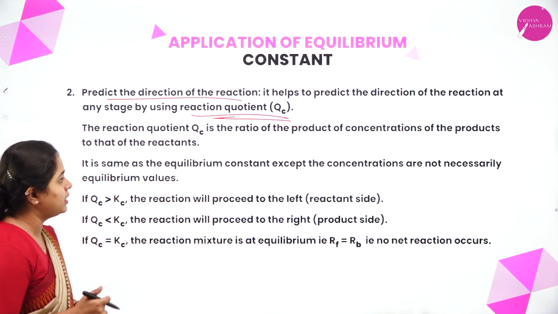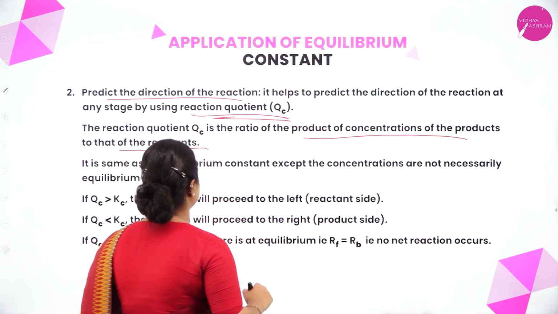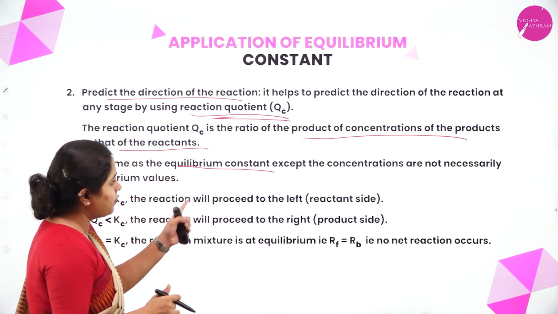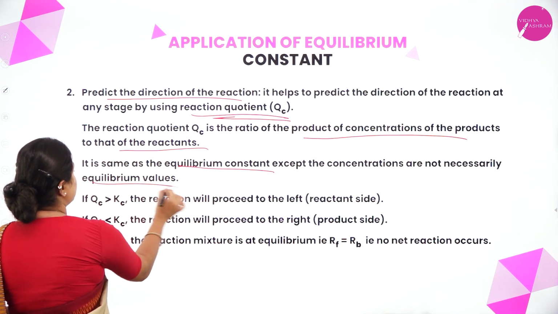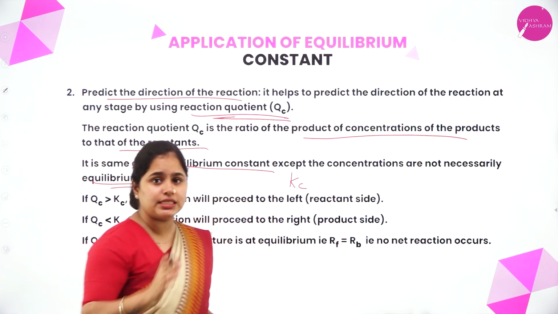The reaction quotient is the ratio of the product of concentrations of the products to that of the reactants. It is the same as that of the equilibrium constant, except that the concentrations are not necessarily equilibrium values. So Kc is defined only at equilibrium.